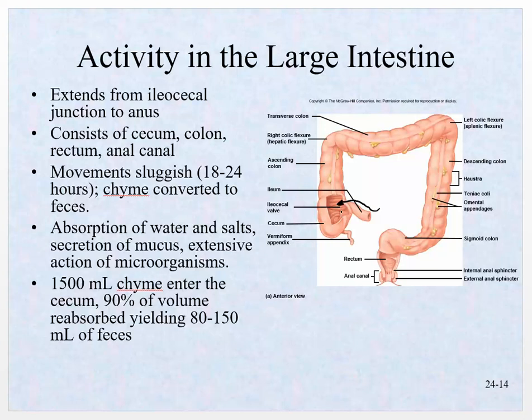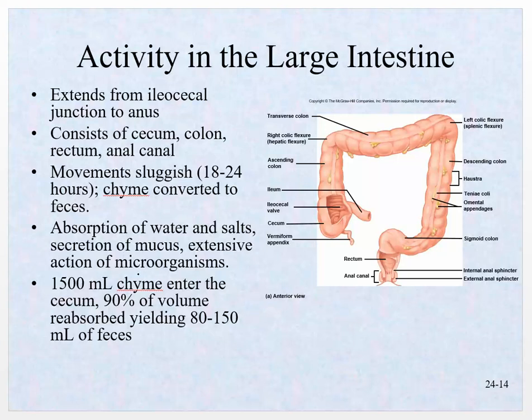Activity in the large intestine extends from the ileocecal junction to the anus. So you've got the ascending, transverse, and descending colon, and then that moves all the way to the anal canal. So cecum, first part; colon, the middle part; rectum is that kind of S-shaped area; and then the anus is the anal canal, or the opening from the anus.